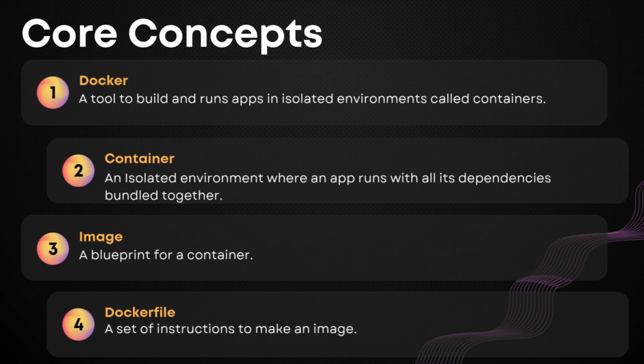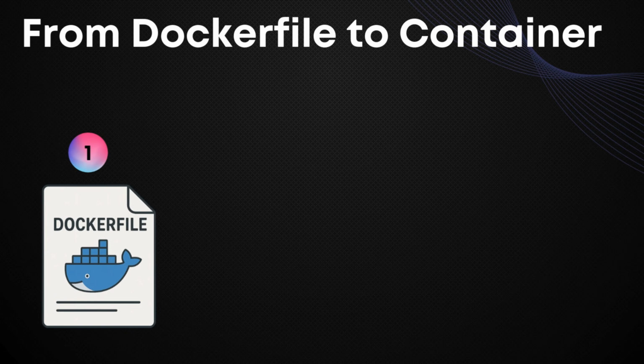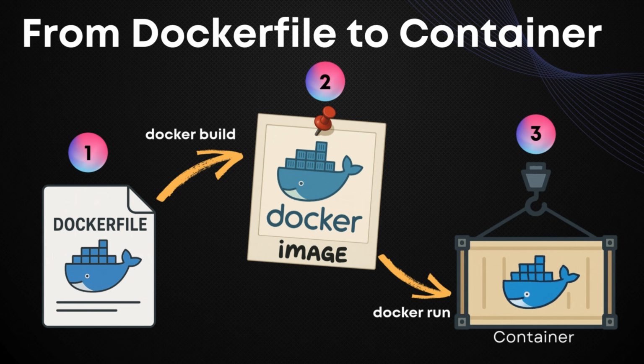Then we have Dockerfiles. So a Dockerfile is a set of instructions that tells Docker how to build an image. It runs commands like installing software, copying files, and setting up your app environment. So here's the flow with a little bit of an analogy. We write the Dockerfile, which is our recipe. We run the Docker build command, which follows that recipe to create a pizza. This is our image. Finally, we run the Docker run command, which bakes the pizza and serves it. Ready to eat pizza? That's our container.